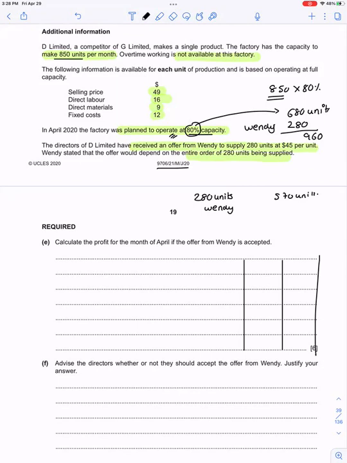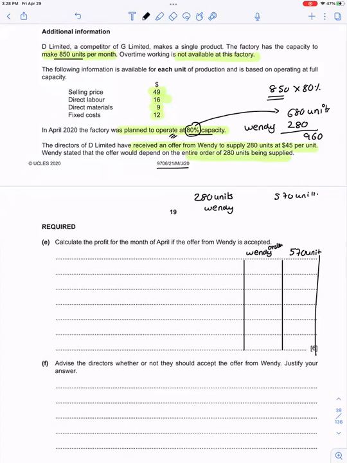But now you received an order from Wendy for 280 units. Now after you receive this order, your total production is going to 960 units. But you can't produce more than 850 units. And Wendy says, if you want to supply me, you supply me the full 280 units together. So what will I do? I will reduce my normal sales. So that will become 570 units. And this will be the profit from Wendy's order.